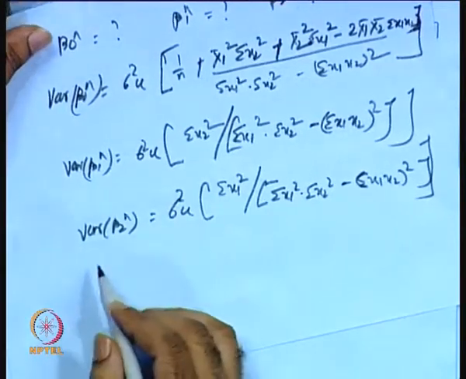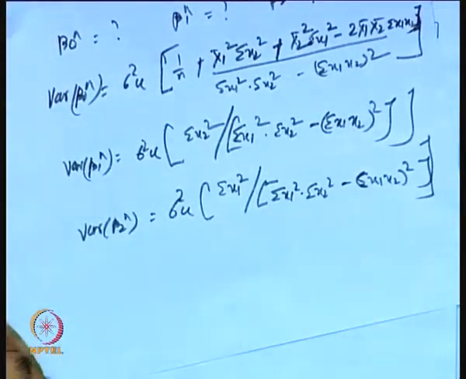So, now we have the estimates beta 0 hat, beta 1 hat and beta 2 hat, followed by the variance of beta 0 hat, variance of beta 1 hat and variance of beta 2 hat. To get the exact values of these variances, we would like to know the value of sigma square u first. The moment you get sigma square u, then everything is possible here. So, what is sigma square u?